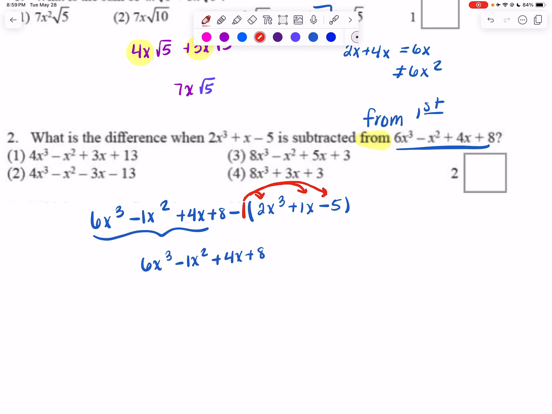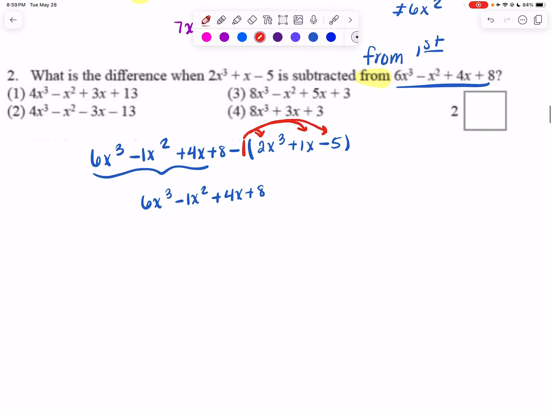And then if I distribute that -1, -1 times 2x to the third is a minus 2x to the third. That 1x is going to turn into a minus 1x, and that minus 5 is going to turn into a plus 5. Now I'm going to combine my like terms. So 6x to the third is a like term with my minus 2x to the third, which gives me 4x to the third. Negative 1x squared has no like term, so I just rewrite it.